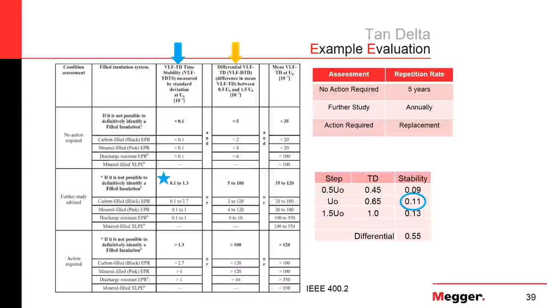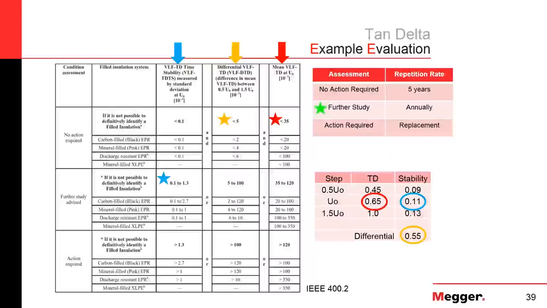Moving across to the next column is the differential tan delta measurement, which is the subtraction between the highest and the lowest reading, which is shown here. 1 minus 0.45 is 0.55. That is less than the 5 that were allowed, so this says no action required. And finally, we look at the mean VLF tan delta. This is the average at rated voltage right here, and that's much less than the 35 allowed. So we have 2 results in the no action required category and 1 result in the further study advised category. Because of that 1 result, this cable becomes a further study advised.